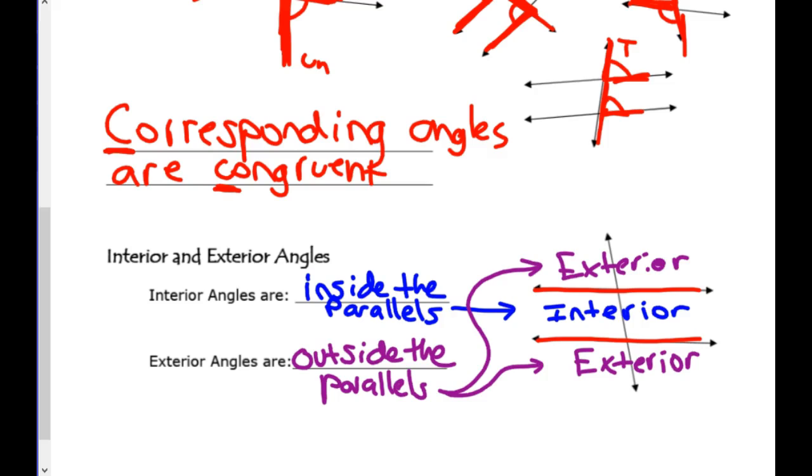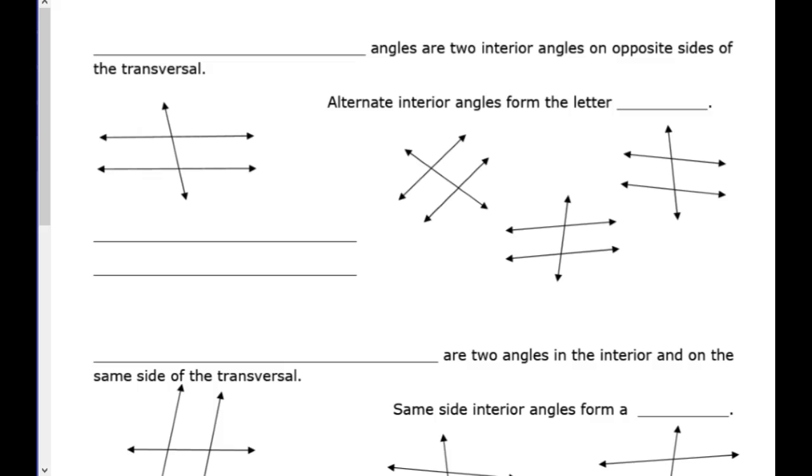So, interiors between, exteriors outside. We're going to use that information on the back side, so you can flip it over. So we have talked about one angle relationship, corresponding, and now we are on the back talking about the next one. So, anyone still need this? Okay. On the back.